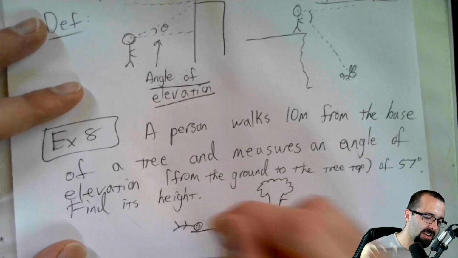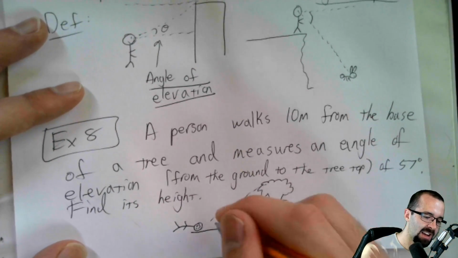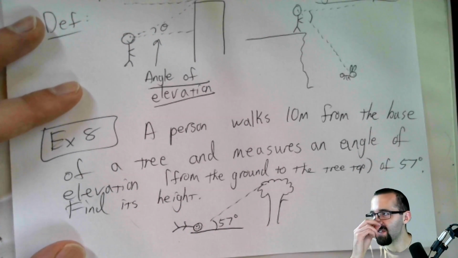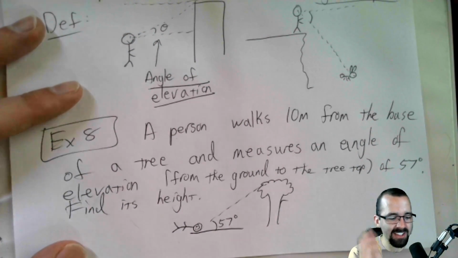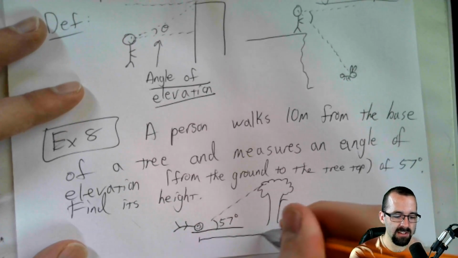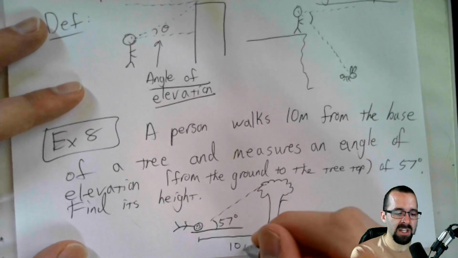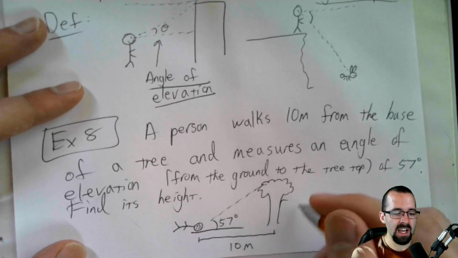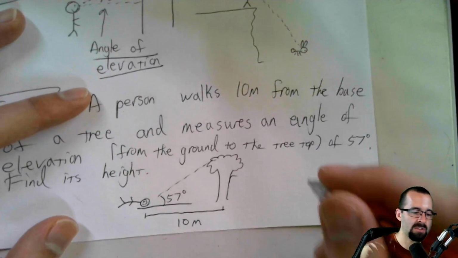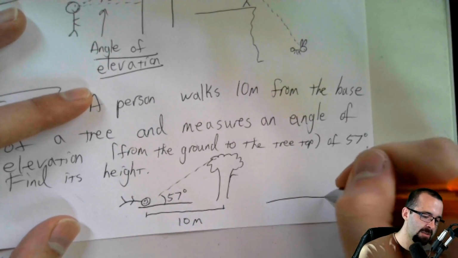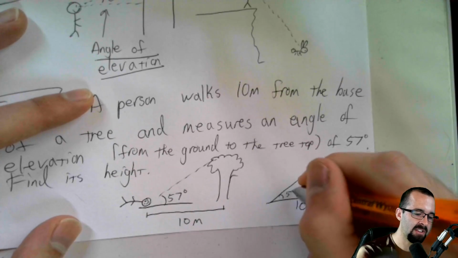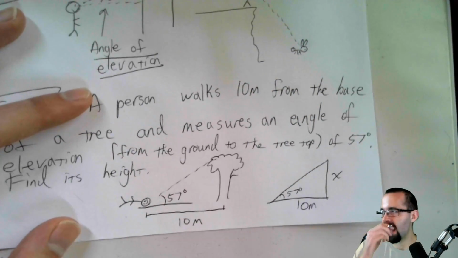And the angle from the ground to the top of the tree is 57 degrees. Okay. And the question is, if they walked 10 meters from the tree, so this distance down here is 10 meters, what is the height? So that's like the high quality artistic picture. But some of you may just prefer to draw a triangle, right? This is 10 meters. This angle is 57 degrees, and we're trying to find x.